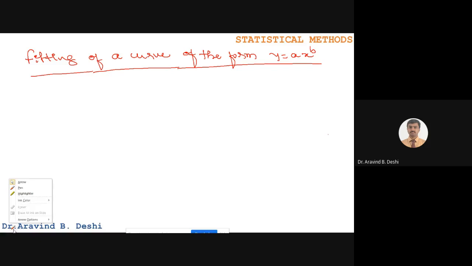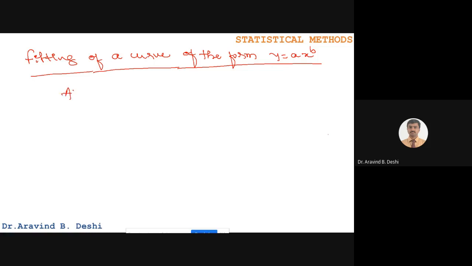In the previous class we discussed curve fitting of the straight line. Now we'll see fitting of a curve of the form y equals a into x to the power b. For this curve, directly it is not possible to write the normal equations. Therefore, we can convert this equation into a linear form by applying log on both sides.